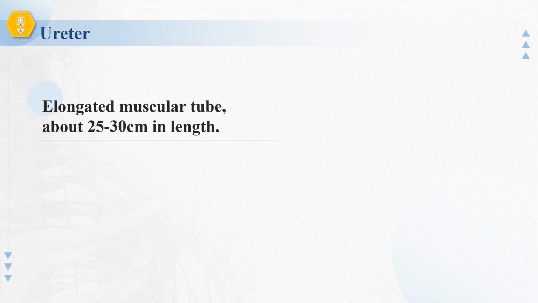Now let's talk about the ureter. The ureter is an elongated muscular tube and is about 25 to 30 centimeters in length.